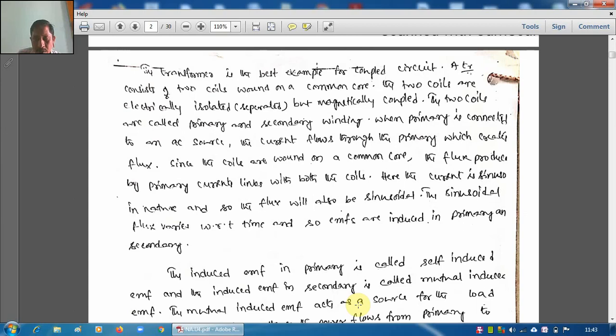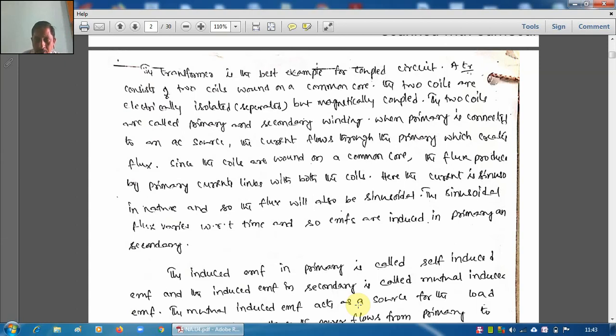Generally in a transformer, these two coils are wound on a low reluctance core. It is made of iron or some magnetic material. A core is taken, and on that core the first coil and second coil are wound. This core is to provide or to establish a low reluctance path.